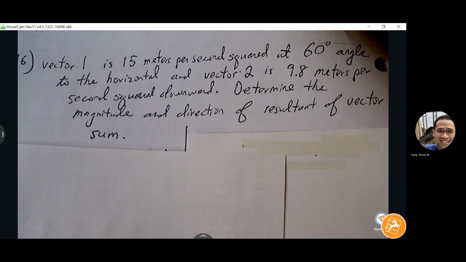Sine and cosine to get the components, then Pythagorean theorem and inverse tangent to get the resultant vector, or to get the information from the resultant vector.